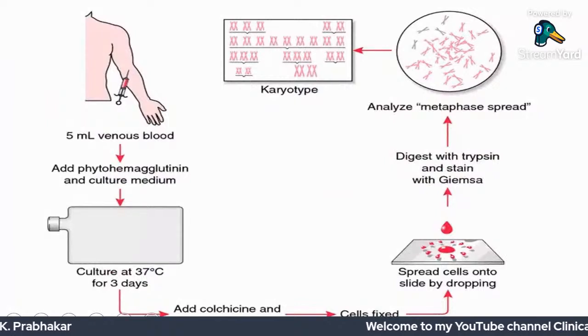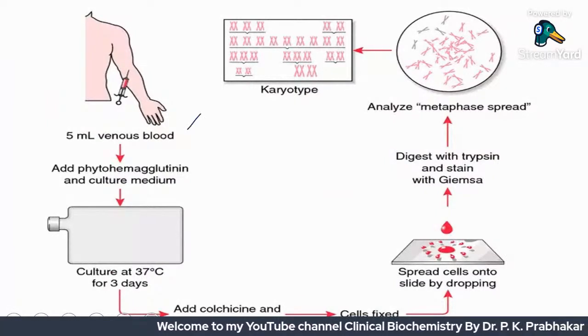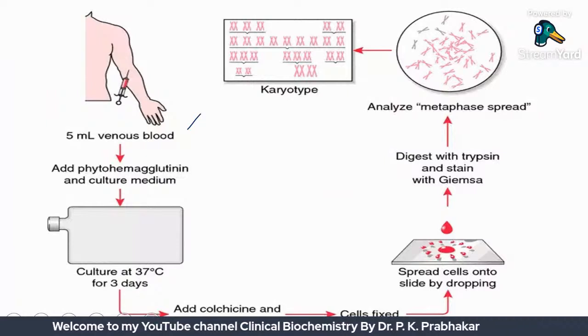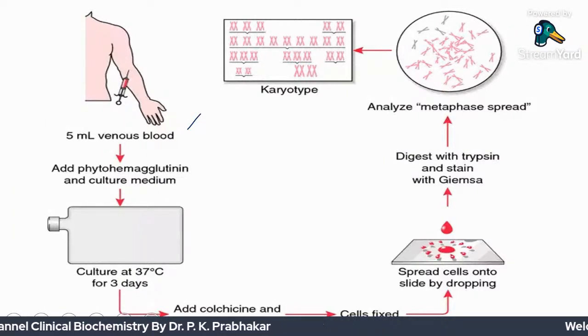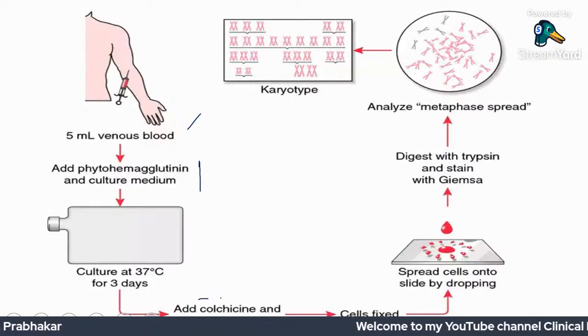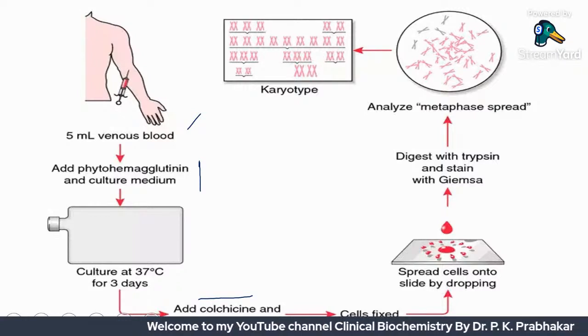So this is the whole process, and this is the sequential event. We collect the sample, taking the WBC or lymphocytes. There we use phytohemagglutinin in the cell culture, so the cells will be cultured. Then in the culture medium, we use colchicine and hypotonic solutions, so that the cells will swell up and the chromosomes will be visualized.